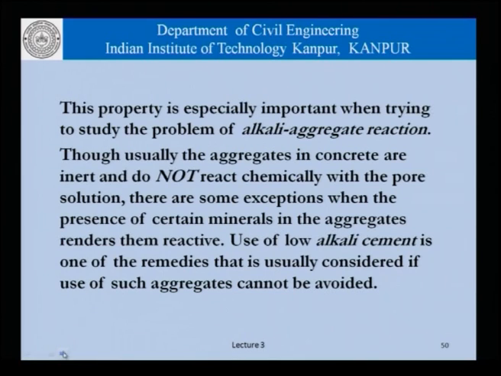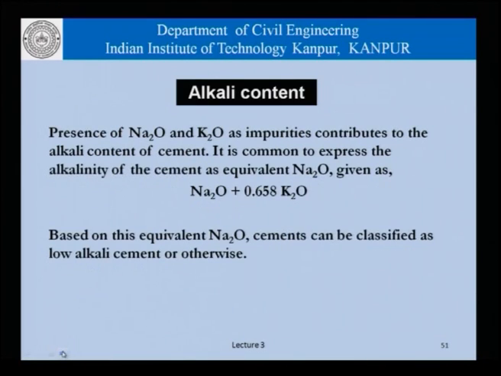So, how do we determine the alkali content? There is a chemical process which gives us the oxide composition of the cements, and the alkali content itself is represented in terms of the Na2O and K2O, that is the sodium and potassium oxides. These are basically impurities in the original raw materials of the cement. It is common to express the alkalinity of the cement as equivalent Na2O.